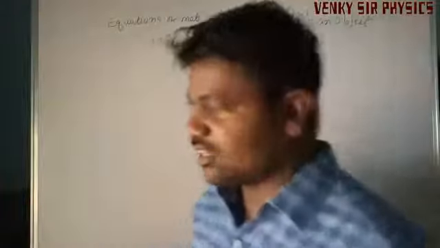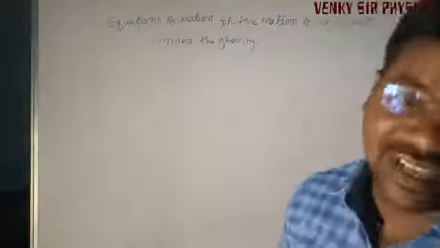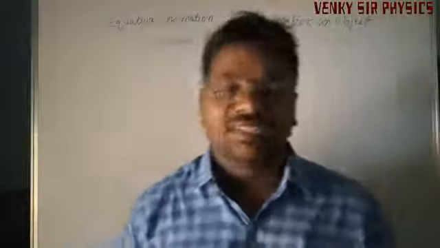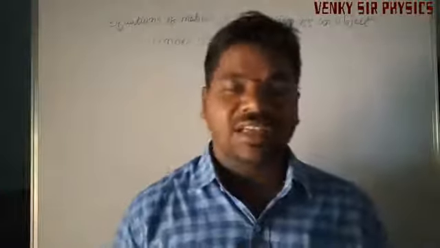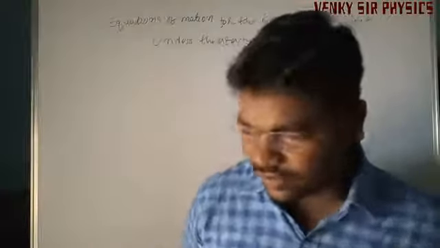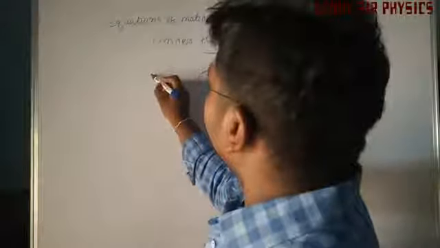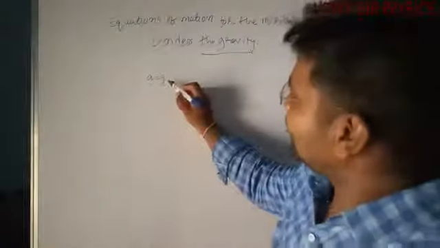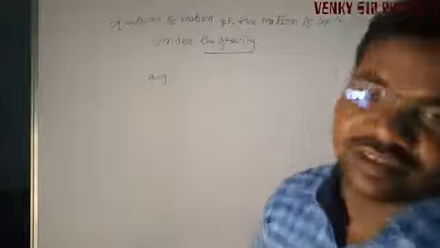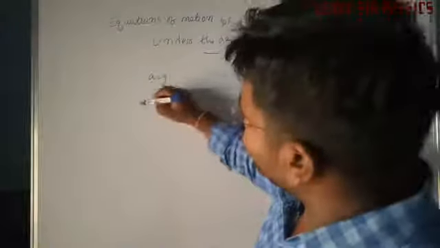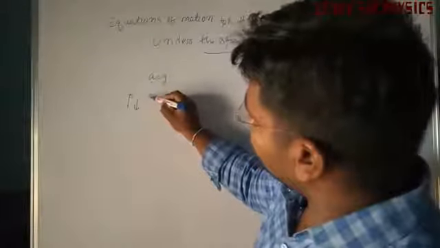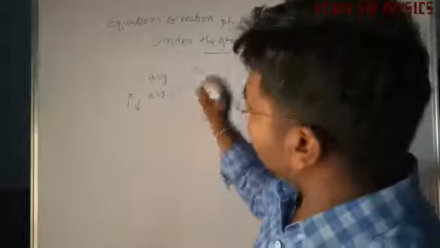Here the equations of motion will change under gravity. Previously, the equations were under acceleration, and acceleration is caused by the force. Here, under gravity, the acceleration of the body is equal to the acceleration due to gravity. When the body moves upward or downward, the acceleration is equal to plus or minus g.